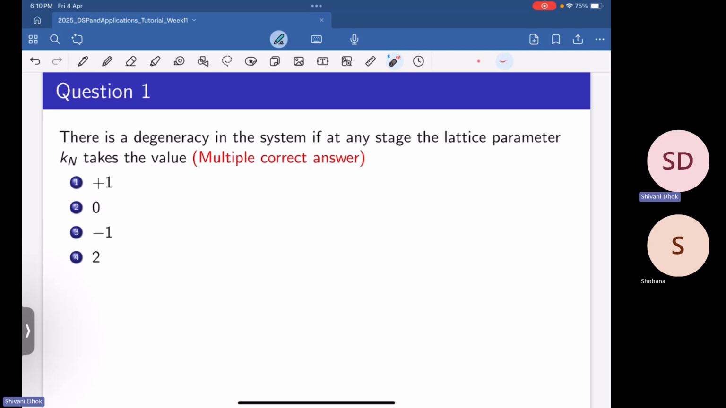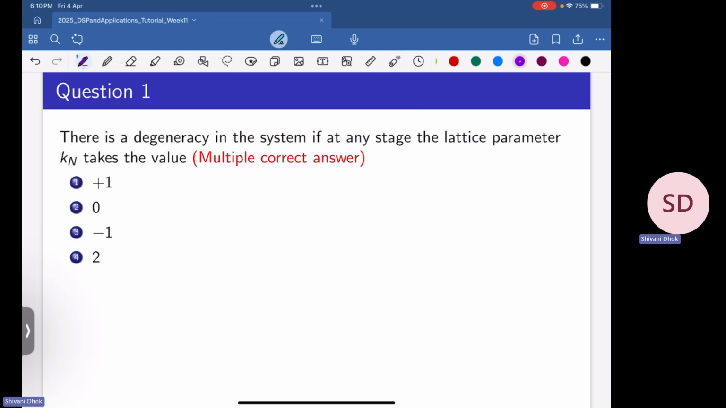The first question says that there is a degeneracy in the system if at any stage the lattice parameter kn takes the value, and we have these four options. This is a multiple correct answer type question. So how do we do that? In order to understand this degeneracy, what we will look at is the backward step.